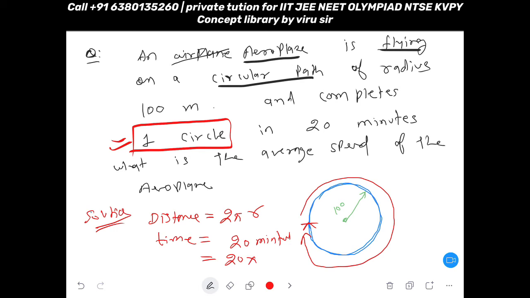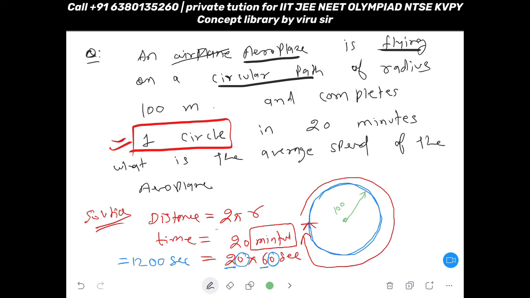So 20 into, you see, minute is there? This minute you can replace by 60 seconds. In 1 minute we have 60 seconds. So we got our time. If you multiply 2 and 6, you get 12, and then you have 2 zeros here, so put 2 zeros. So these many seconds we got.